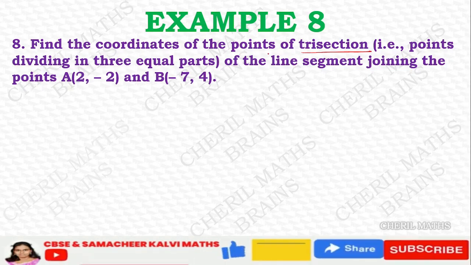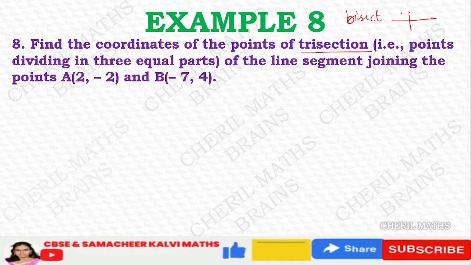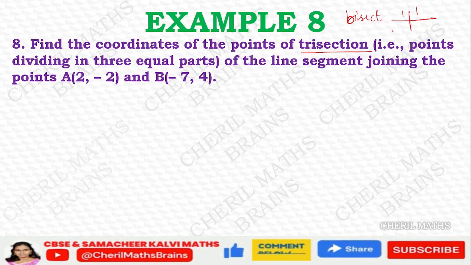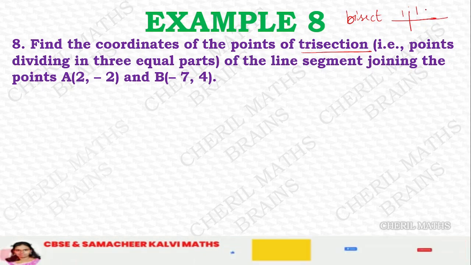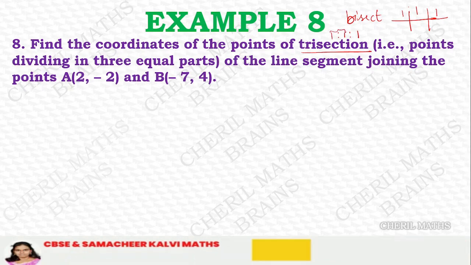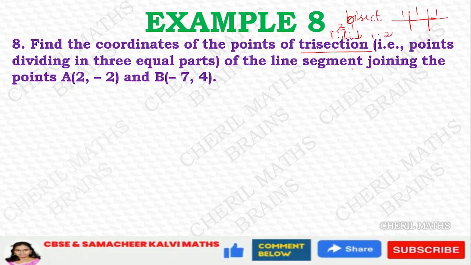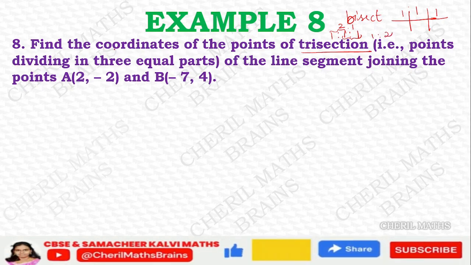If you see the word bisect, it divides into two equal halves, or you can say it is dividing in the ratio 1:1. Trisection means you have one more division. So you can tell it to be 1:1, or if you combine, you can tell it to be 2:1, or 1:2. Anyway, you can do it. So find the coordinates of the points of trisection.